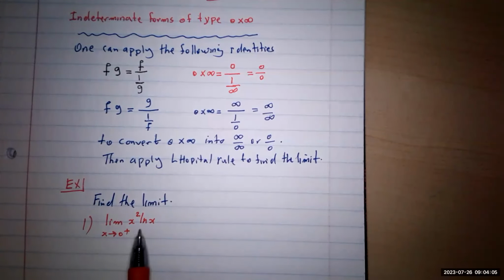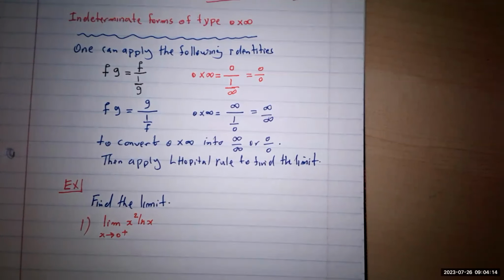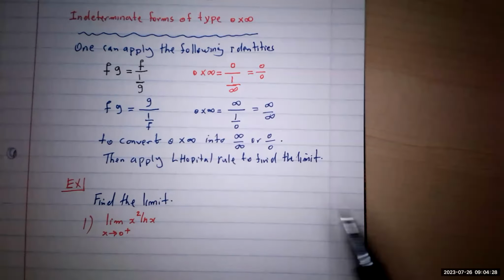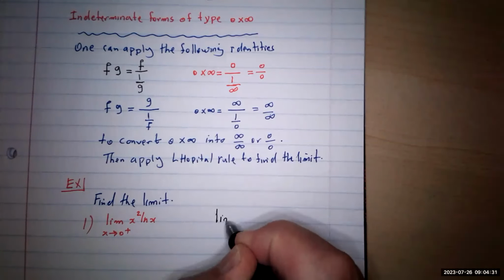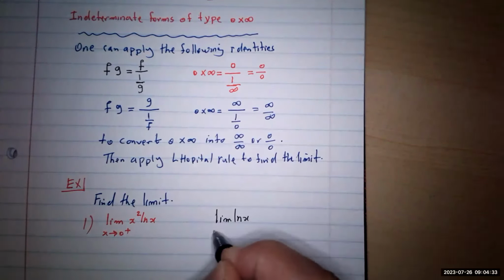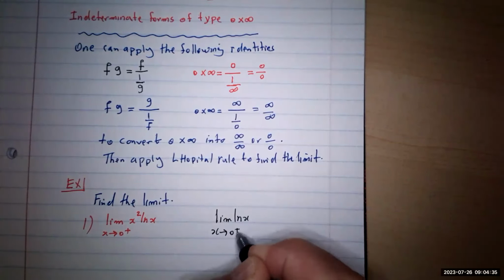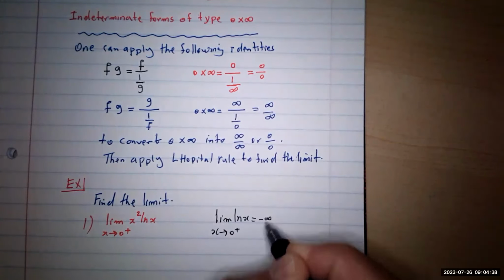Why 0 positive? Because of the ln function. Remember, ln is defined for positive numbers only, and ln is not defined at 0. But when we say 0 positive, it means you are getting closer to 0 from the right, and you never get to 0. Now, when x goes to 0, the first one would be 0. The second one, you must know this one: the limit of ln x when x goes to 0 positive is negative infinity.